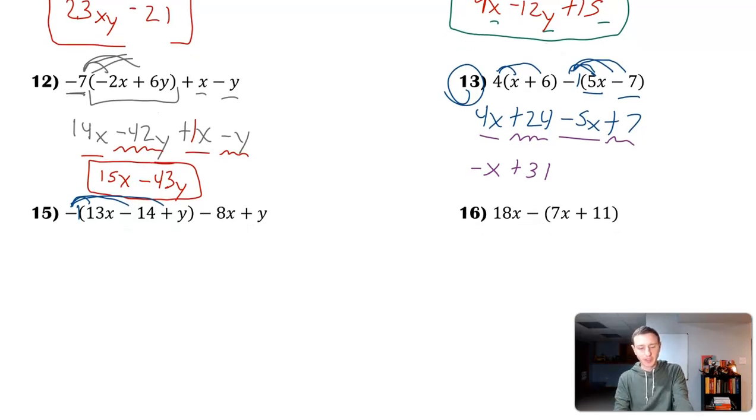So let's just do that. So negative 1 times 13 is just taking the opposite, so negative 13x. Negative 1 times negative 14, taking the opposite, so it becomes positive 14. Negative 1 times y is negative 1y, minus 8x plus y.